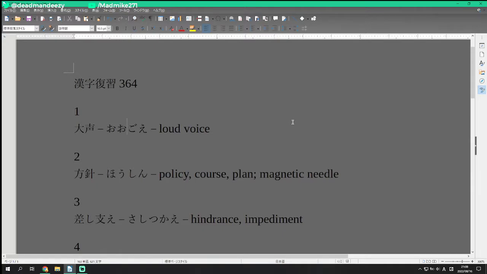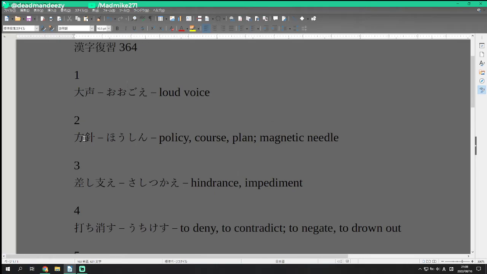Number two is hoshin. Ho on the left side is a direction or a person, and shin on the right side is a needle. So a hoshin is a needle pointing in a direction like a magnetic needle. That is the literal translation, but colloquially it means a policy, course, or action or plan. Meaning, this is kind of our magnetic needle north, and it's showing the way or showing the plan. So a policy, course, plan, and literally a magnetic needle is a hoshin.